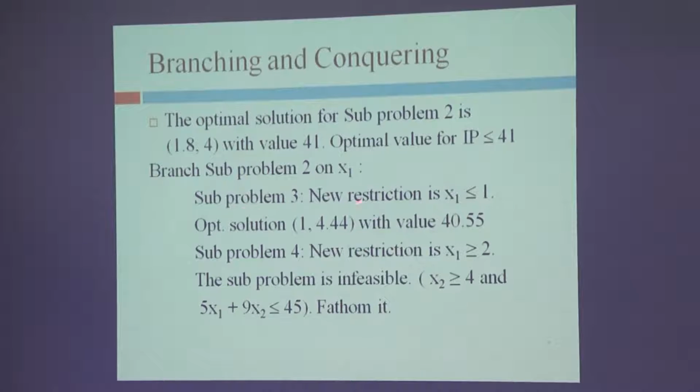Subproblem 3, the new restriction is x1 less than or equal to 1. That was solved, and this is the optimal solution. Subproblem 4, the new restriction is x1 greater than or equal to 2, and this subproblem is infeasible. We cut it, we prune it, we say it is infeasible. Why is it infeasible? Subproblem 4, new restriction is x1 greater than or equal to 3, which is infeasible.